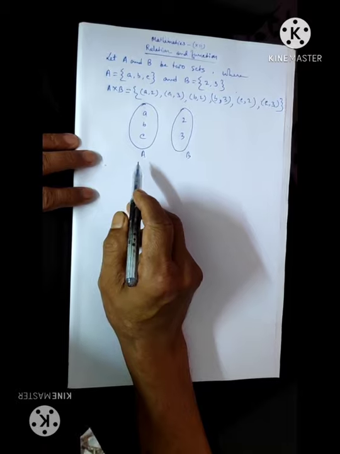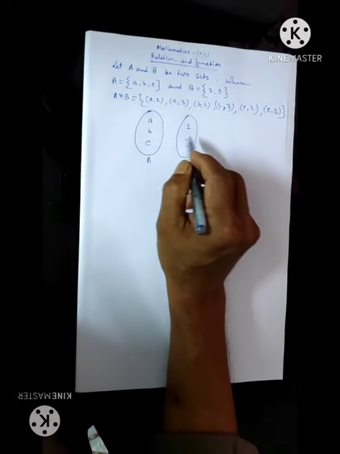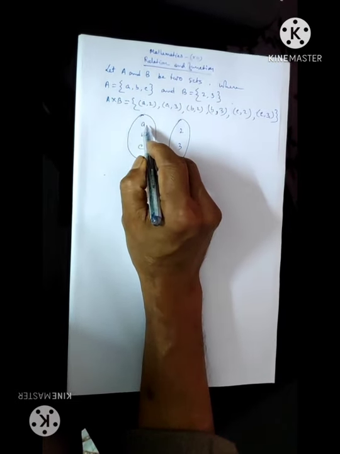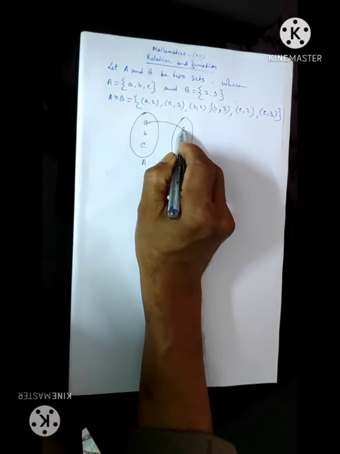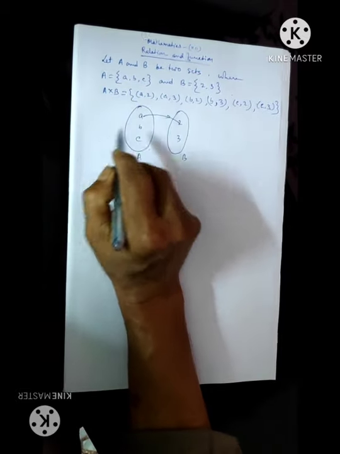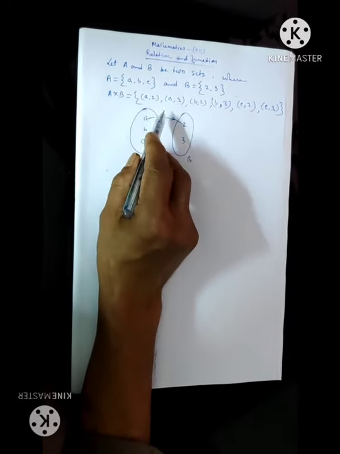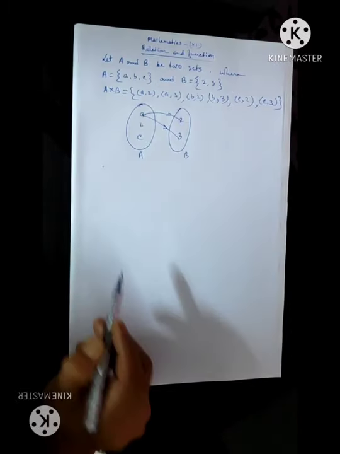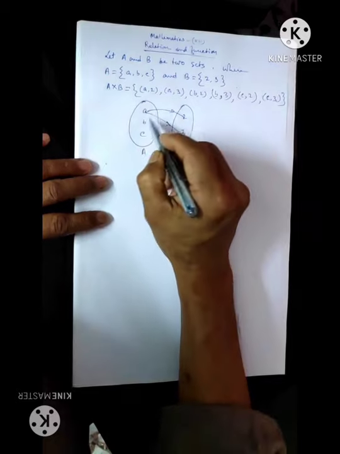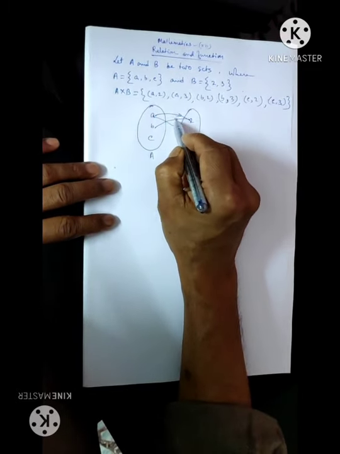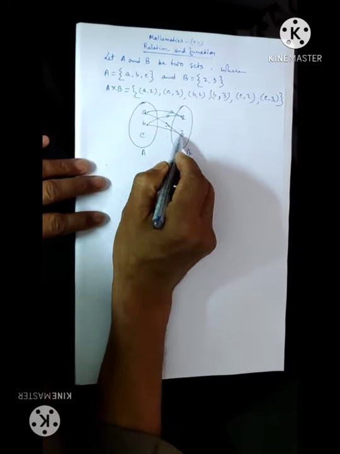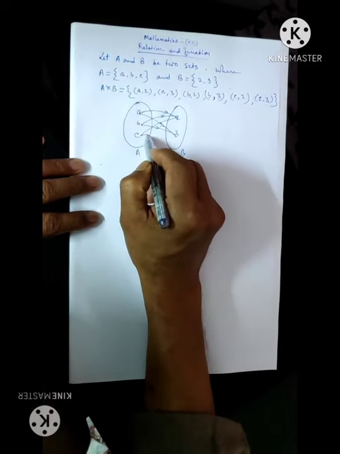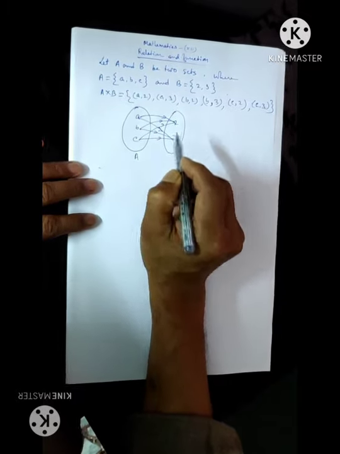Then A cross B has (a,2), that means 2 is the image of a. We can draw the lines this way. (a,3), it is also an ordered pair, we can draw a line this way. (b,2), similarly (b,3) and (c,2), (c,3), like this way.